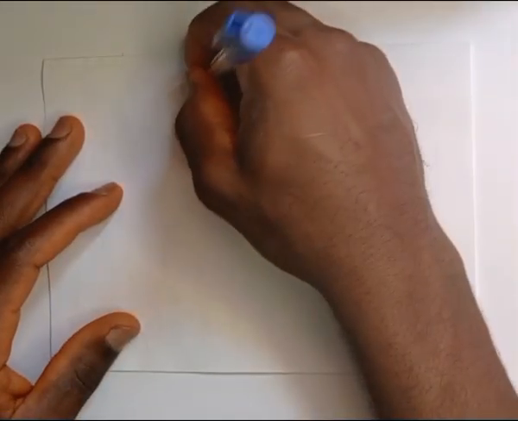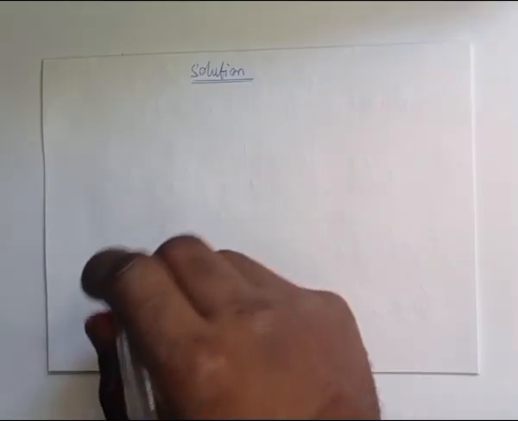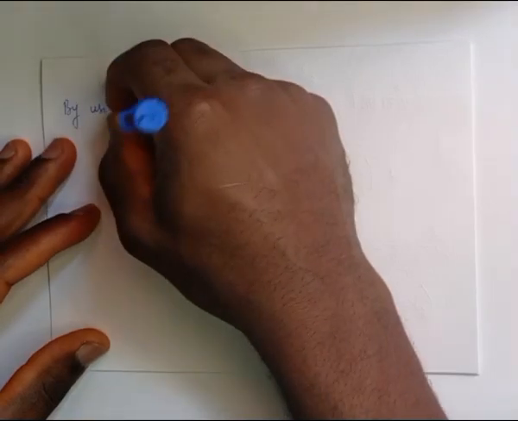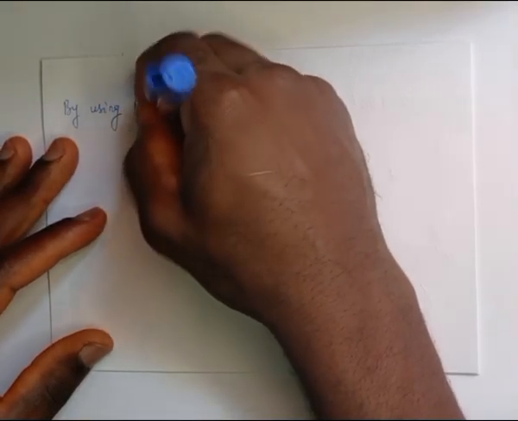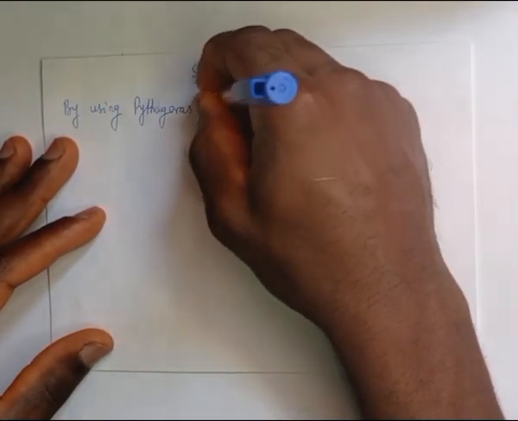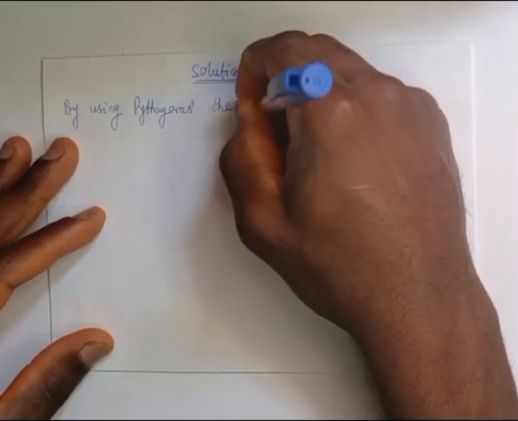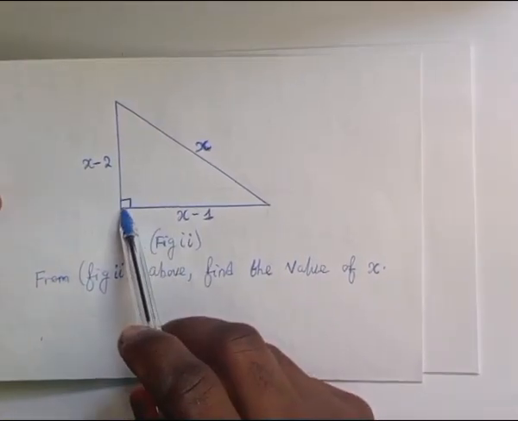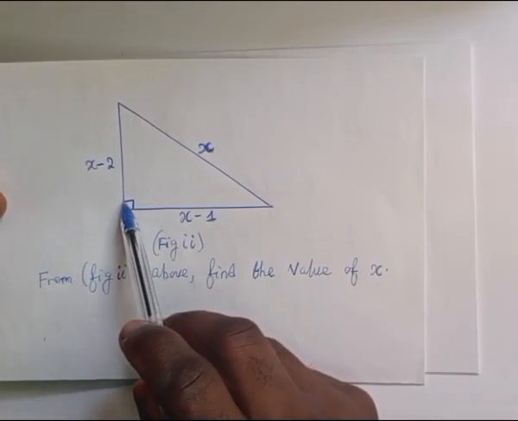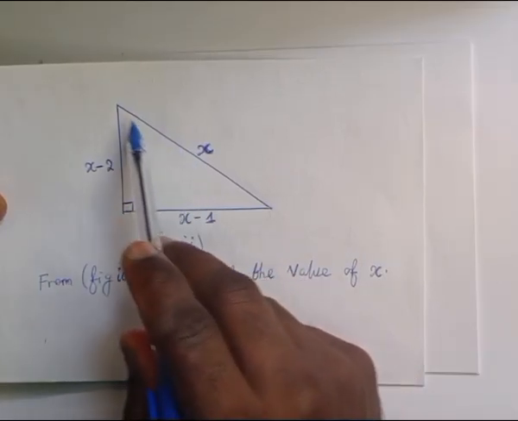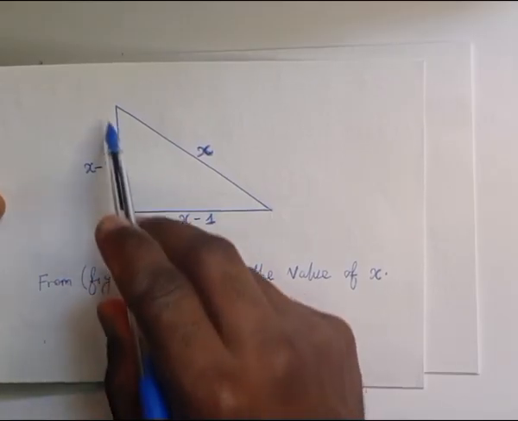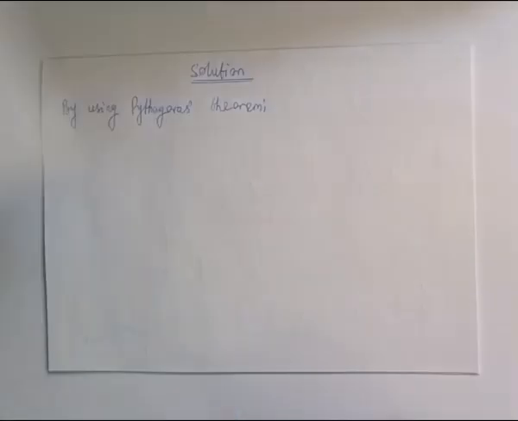Take solution by using Pythagoras Theorem. The hypotenuse of any right angled triangle is always opposite the 90 degrees angle. This is the 90 degrees angle. This is the hypotenuse, and it is always the longest side of the triangle. This is the height. This is the base.